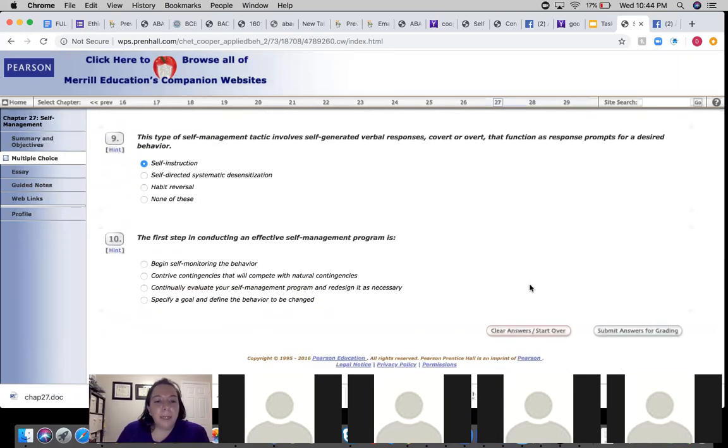The first step in conducting an effective self-management program is A, begin self-monitoring the behavior, B, contrive contingencies that will compete with natural contingencies, C, continually evaluate your self-management program and redesign it as necessary, or D, specify a goal and define the behavior to be changed. D. D as in dog? Yes, ma'am.